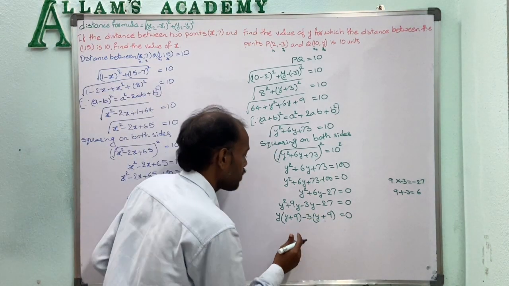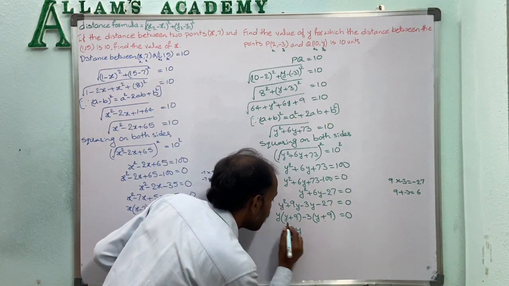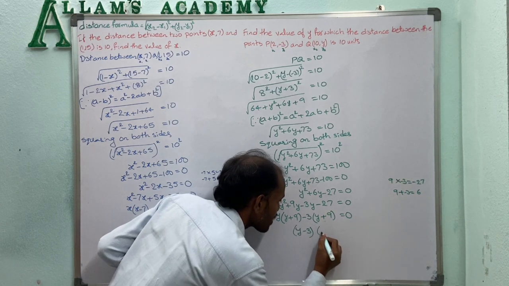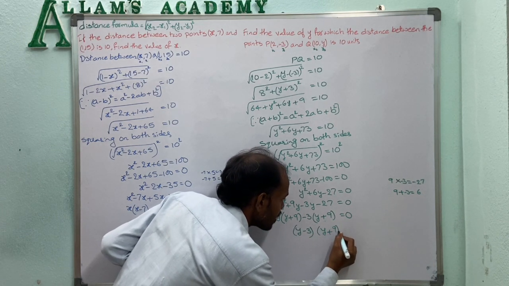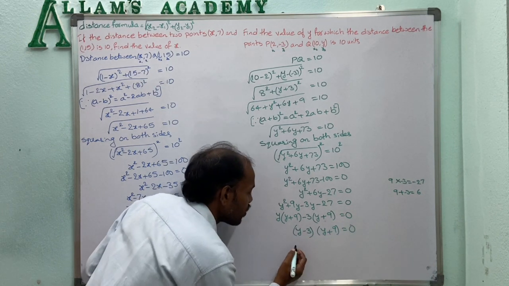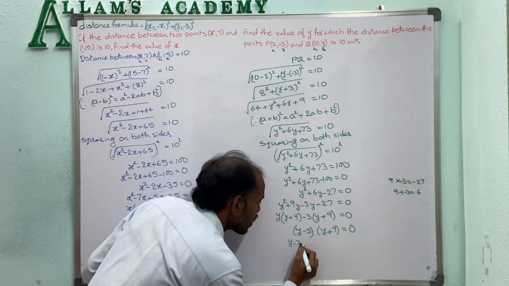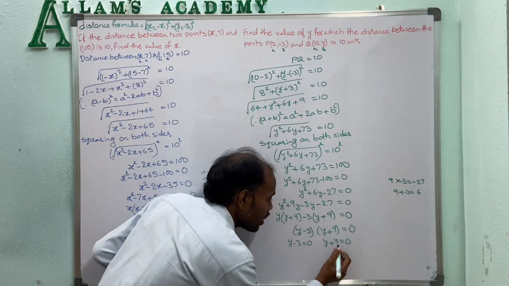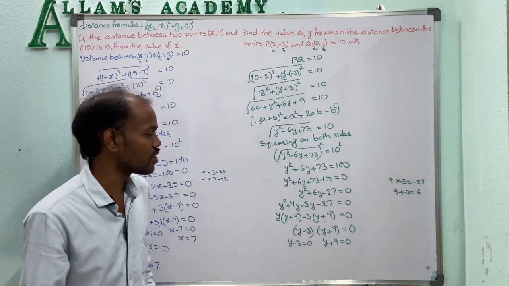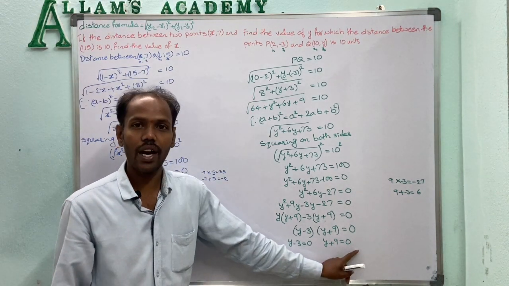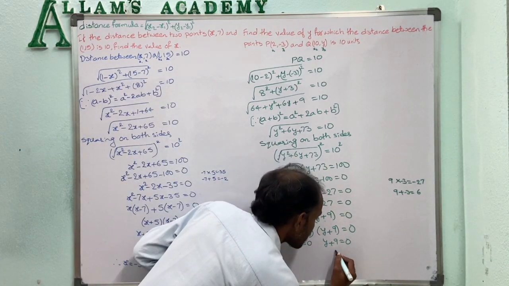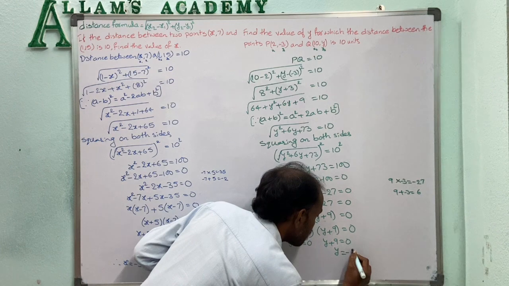So that will be common taking. Now here remain y and here remain minus 3. So (y minus 3) into (y plus 9) is equal to 0. If y minus 3 is equal to 0, otherwise y plus 9 is equal to 0. If y plus 9 is equal to 0, then plus 9 transfers to RHS, that is minus 9. 0 minus 9 is equal to minus 9. So y value is minus 9.